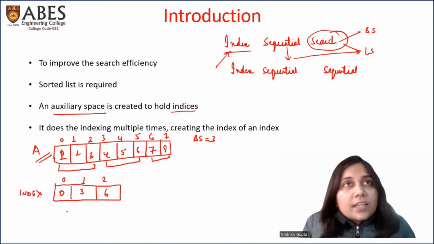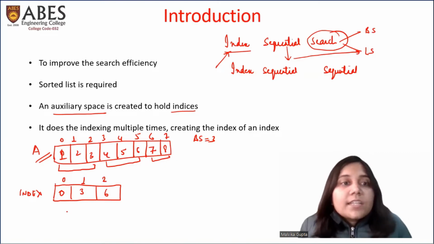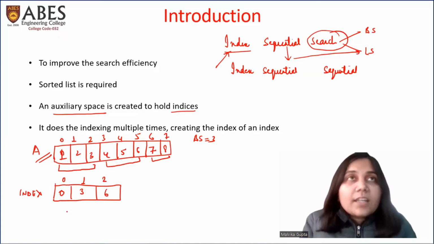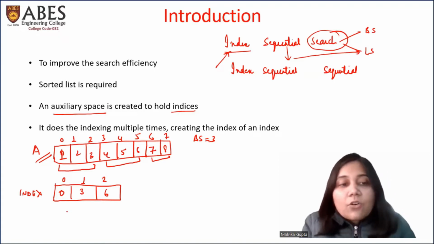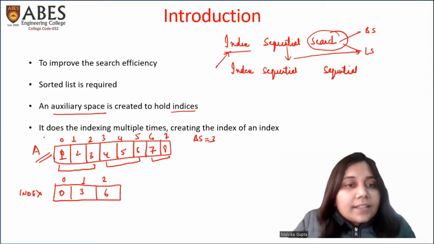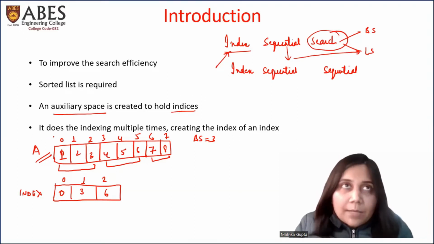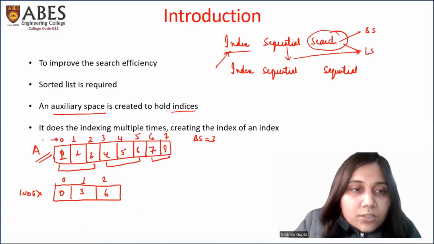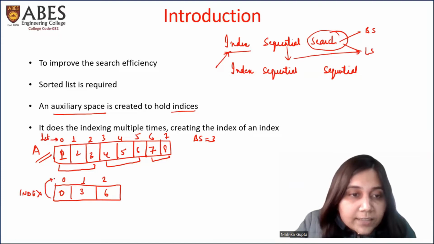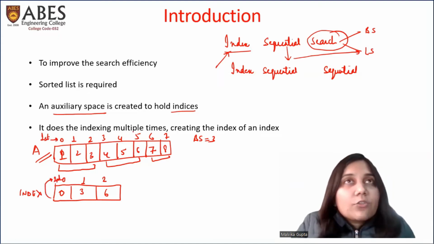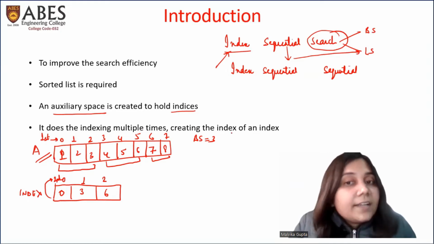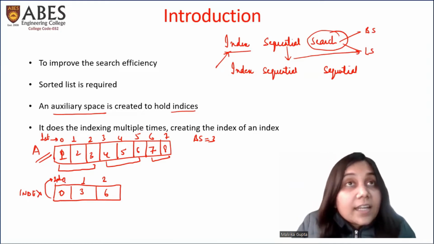In the other searching techniques you have studied, like binary search and linear search, we have never discussed extra space. But here in index sequential search, we are taking care of extra space, right? Now the last line says it does the indexing multiple times. This is the first time I'm doing the indexing, and I am doing indexing for the second time. That is why it is written that it does the indexing multiple times. It means creating the index of an index.